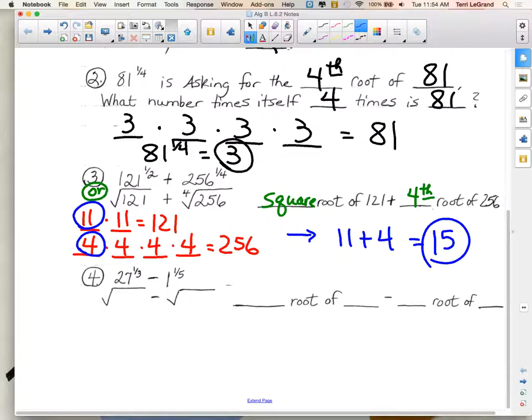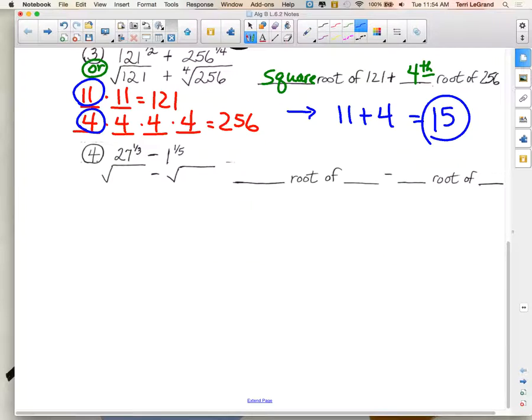Anybody have any questions so far? Okay, tell me then, what's another way I could write 27 to the 1/3 power with a radical sign? What would go out here? A 3. What would go as our radicand, it's called? The number underneath the radical sign. 27.